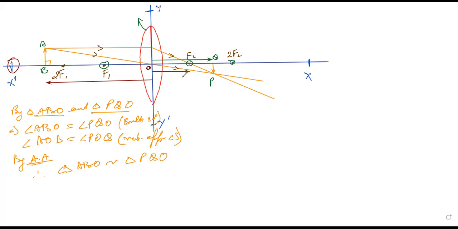Now as this PQO is the smaller one and ABO is the bigger one, so I'm just reversing the name of the triangle. It's not that you can't do it with this one also. You can, but just to make you understand, I'm reversing this situation. So I can write like this, that triangle PQO is similar to triangle ABO. So it will be much easier then.